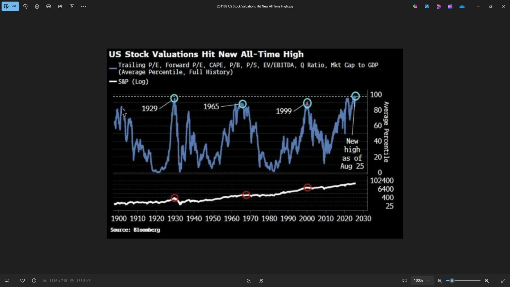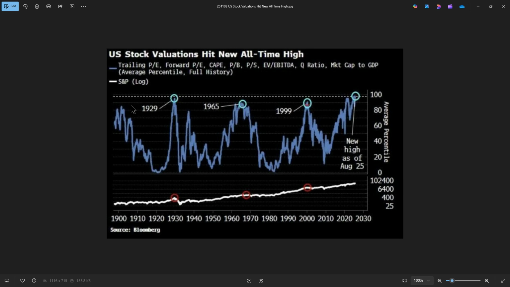For some reason, they haven't actually marked this one here, which is at 1906. But we've got 1906, 1929, 1965, 1999. These are basically secular bull market highs. And this is where we are currently in terms of the valuation of stocks, in terms of earnings and so on. And this is pretty damn high. This is the highest since 1900.